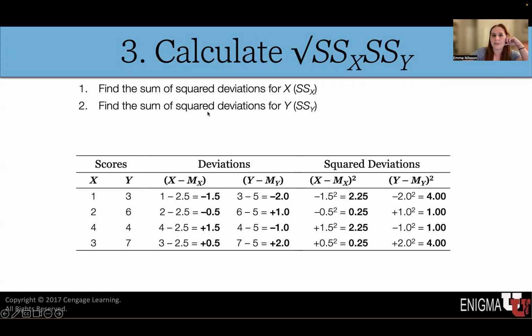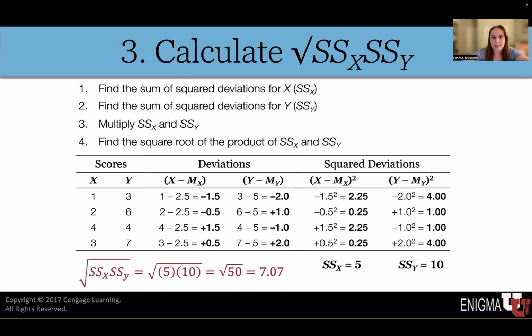First step is you're going to find the sum of squared deviations for X and the sum of squared deviations for Y, which we are very familiar with how to do, right? We've done that in every single hypothesis testing we've done thus far. Then we are going to multiply the sum of the squares for X times the sum of the squares for Y and find the square root.